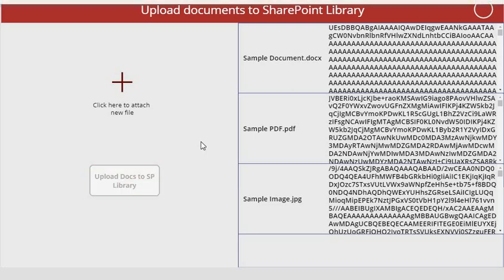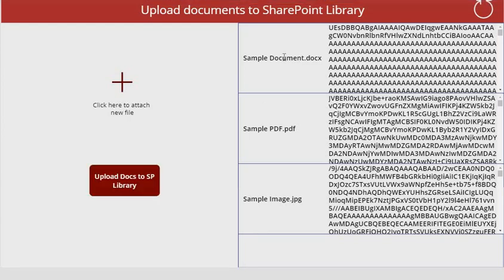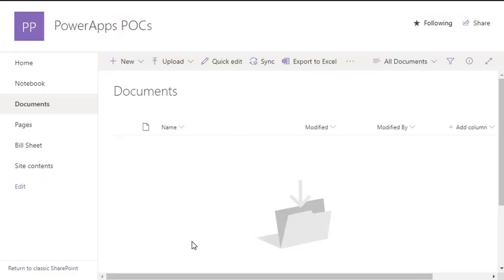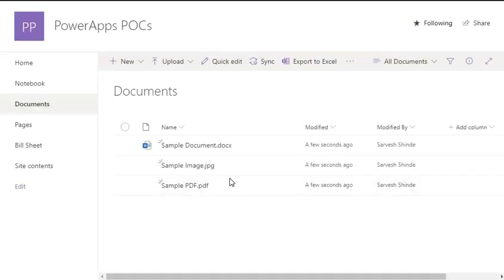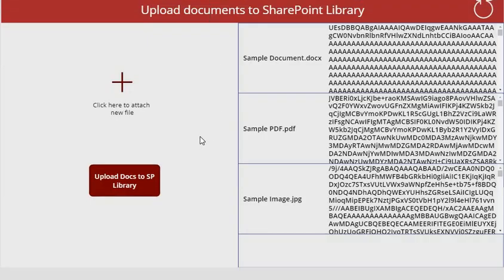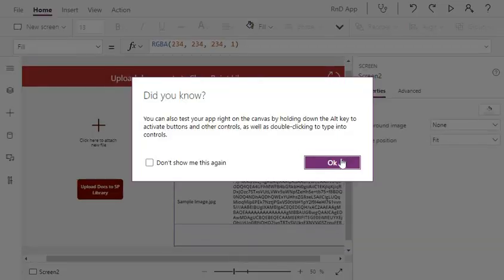And once I click on it, this is calling a flow and the flow is running in the backend, which is uploading all these files to a SharePoint library. So I'm switching to the SharePoint site now. Let me just refresh it. As you can see, these files have been uploaded to a SharePoint library. So now let's go ahead and see the details of this implementation.